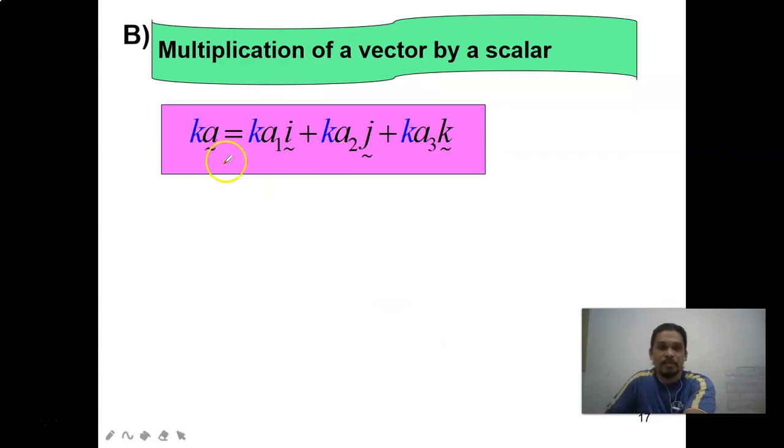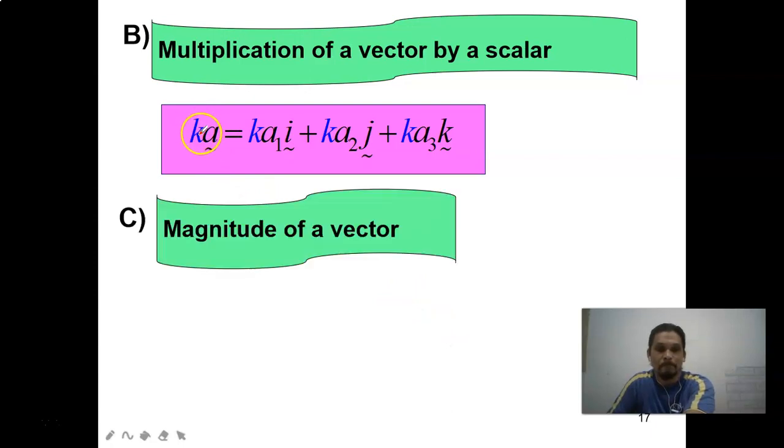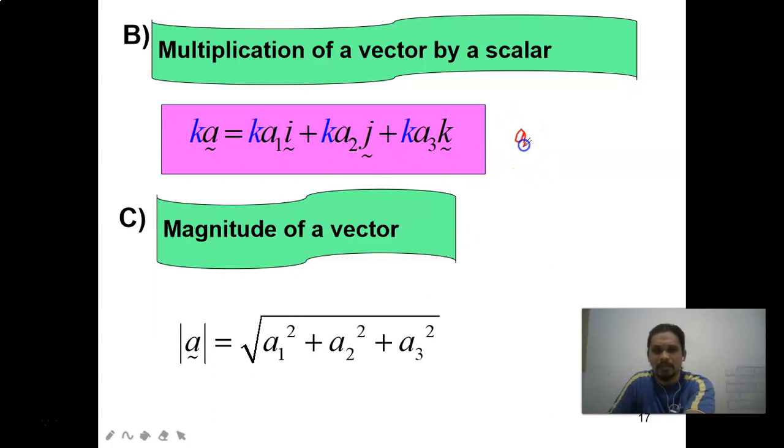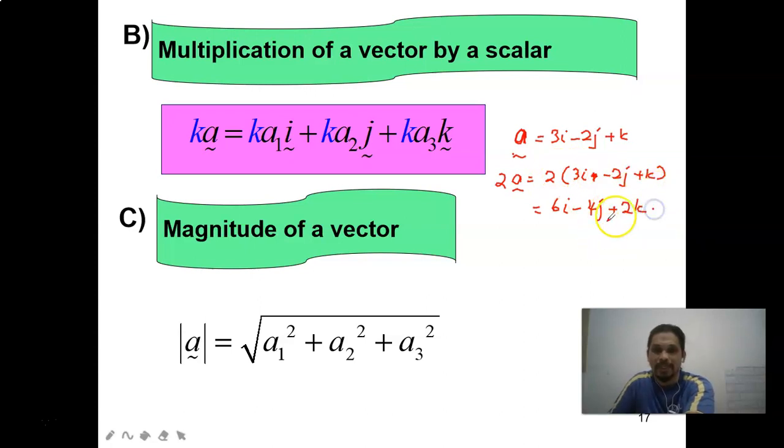Multiplication of a vector by a scalar. So vector A will be multiplied with K. Let's say the vector A equals 3i minus 2j plus k. Then 2 times A means 2 multiplied with 3i minus 2j plus k, so 2 times 3 equals 6i, 2 times negative 2 equals minus 4j, 2 times 1 equals 2k. That's the example here. And the magnitude of a vector, the absolute value, is the distance: square root of a1 squared plus a2 squared plus a3 squared.